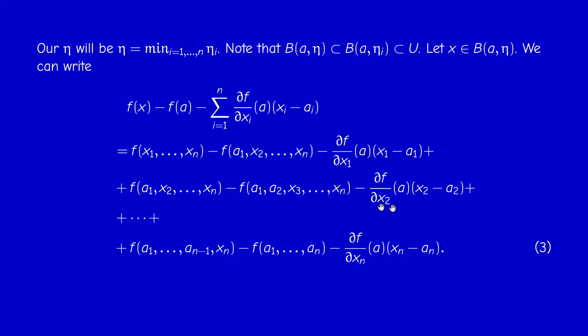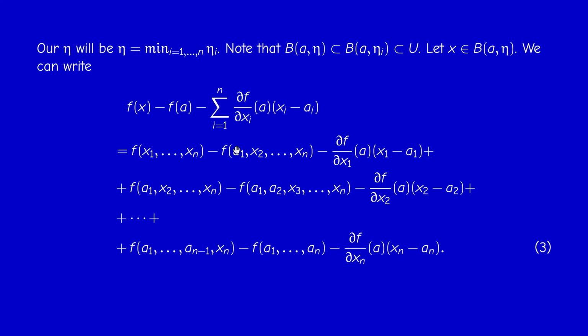Next term, second partial derivative, and so on. So this term plus this term plus this term is just equal to this sum. Okay. So what we are going to do is to prove that each term in the sum, or each line, if you like, is less than epsilon, or is, if you like, small o of xi minus ai.